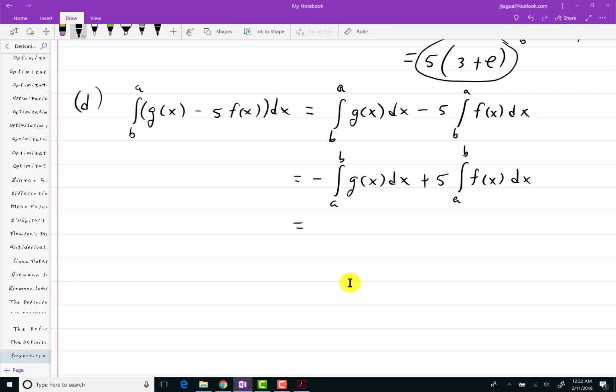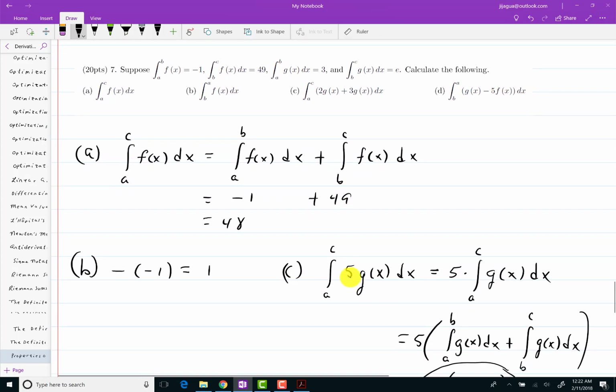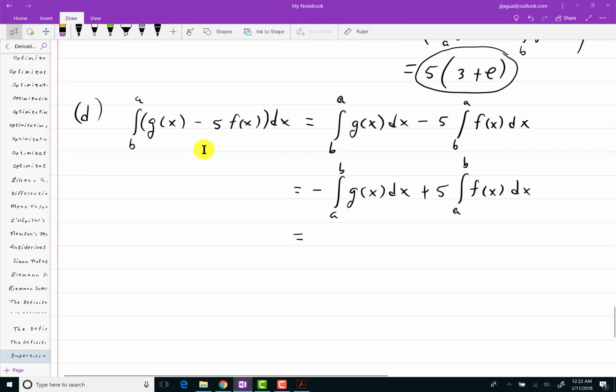That equals, now what was g? G was from a to b, I think was 3, okay, and then f was negative 1. So I have negative 3 plus 5 times negative 1, which ends up equaling negative 8.